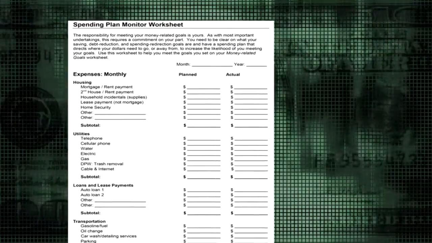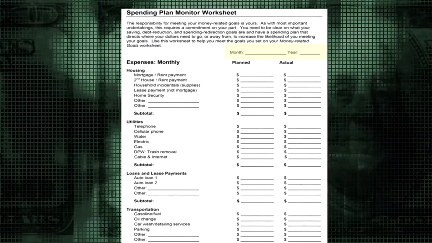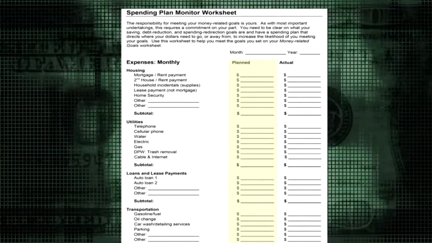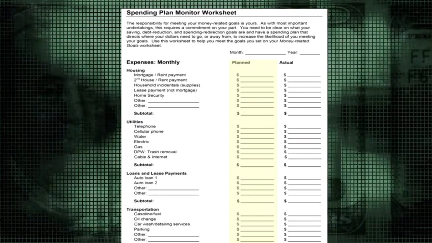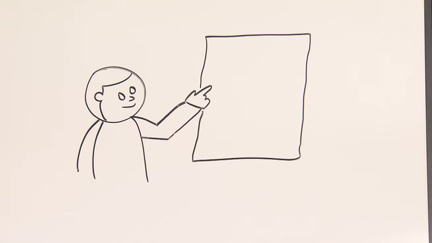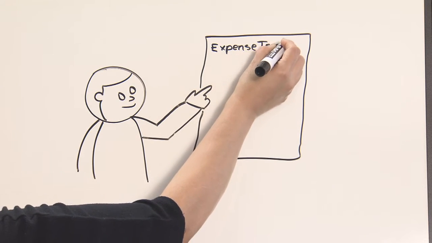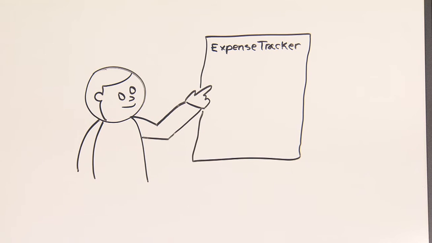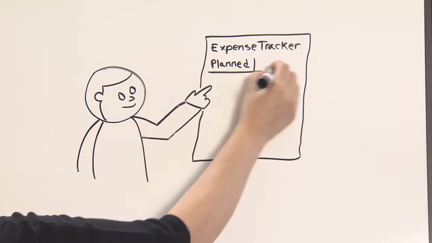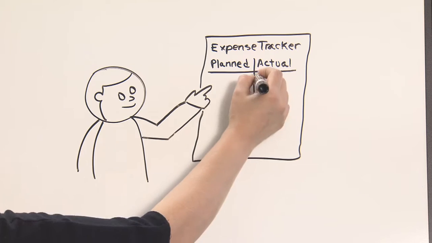So on your Spending Plan Monitor, enter the month. Next, enter the amount you plan to spend on each item within each category in the Planned column. Use your Expense Tracker as a reference. So using my Expense Tracker as a reference, I'll start by re-entering in both the Planned and Actual columns the items where spending will stay the same, like my rent and car payment, right?